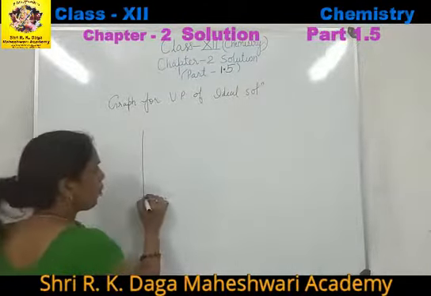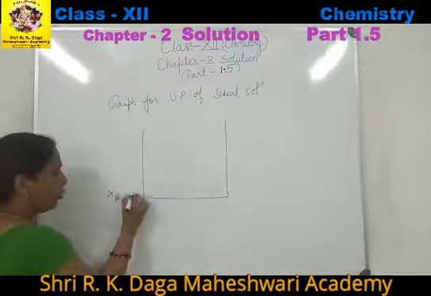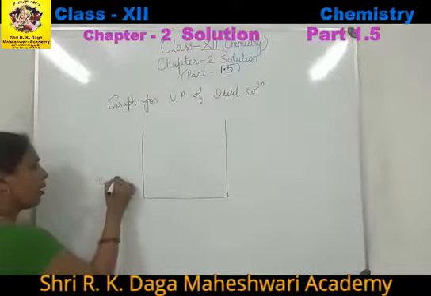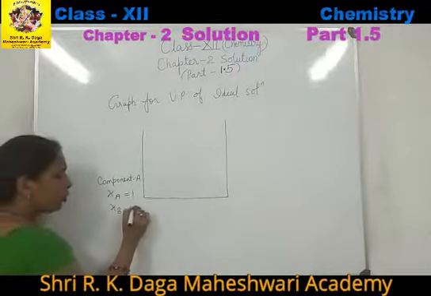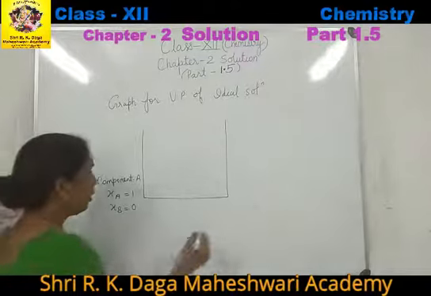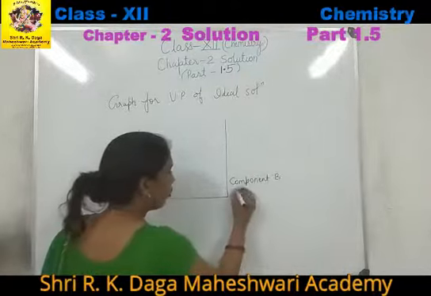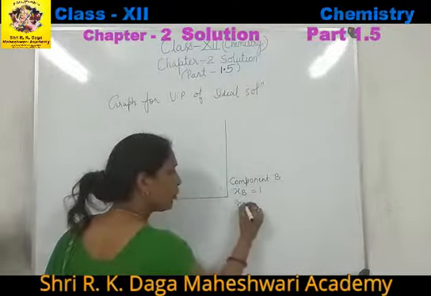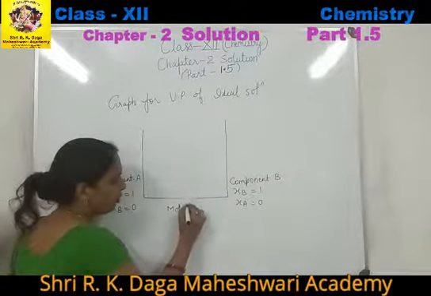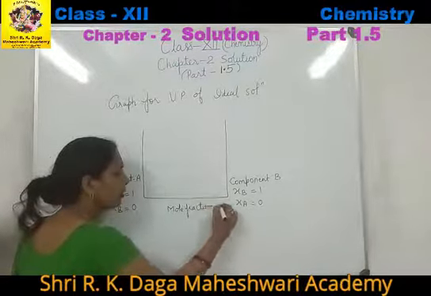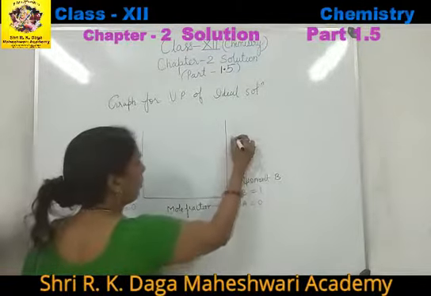Here I am taking two components. Here XA equal to 1, component A, and there is no component B, so the mole fraction of component B will be 0. Here is component B, so the value of XB equal to 1. There is no component A, so XA will be 0. This axis represents mole fraction, and this axis will represent vapor pressure.